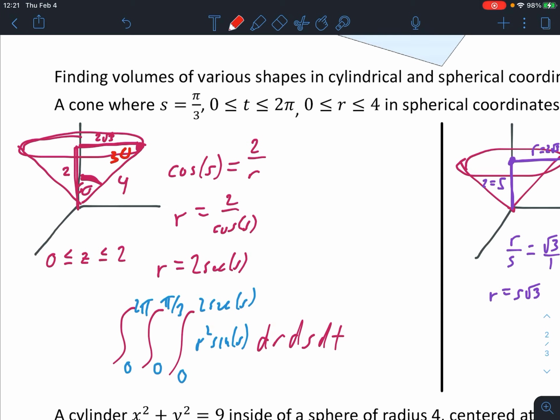triple integral here, remember the conversion factor is r squared sine s. If you look at cylindrical or spherical coordinates, we're going to let t range from 0 to 2 pi. We're going to let s range from 0 to pi over 3 because we're trying to talk about the volume here. So even though s is being held steady at pi over 3, we want everything inside that cone as well, which is why we let s range from 0 to pi over 3. And then r is going to range from 0 to 2 secant s.